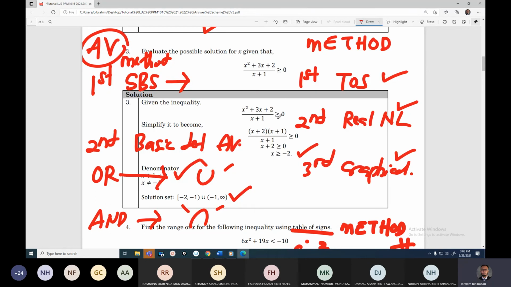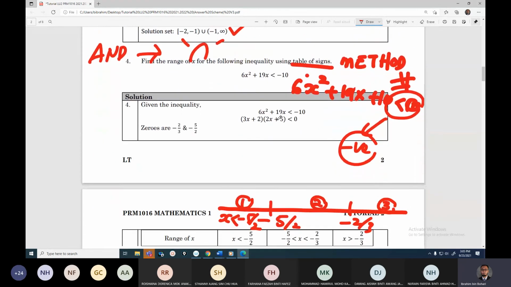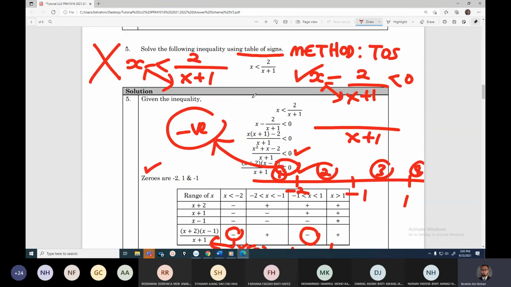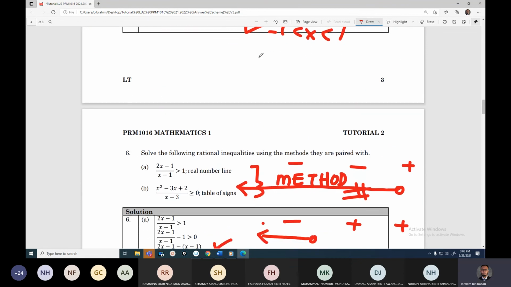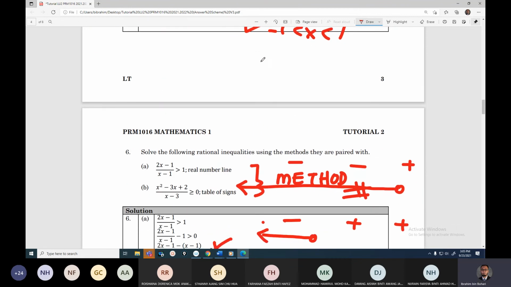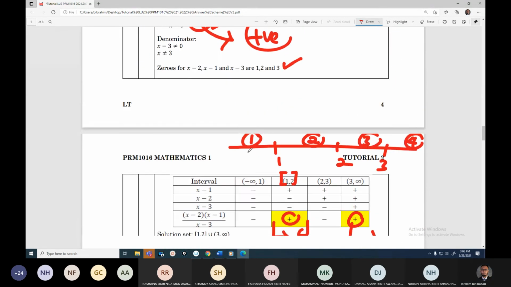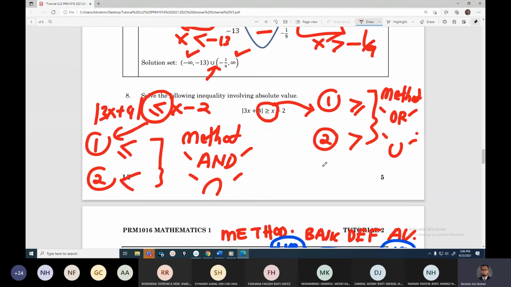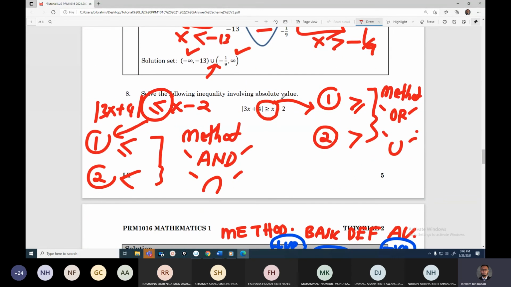Kalau soalan yang tak ditetapkan method, saya tunjukkan balik. Soalan yang tak ditetapkan method, for example, question 4-5, method here table of sign, you ikut saja. Question number 6, number line, table of sign, ini pun kita tetapkan, you follow sahaja. Question number 7, using the graphical method pun sama, you follow sahaja. Dan question number 8 ni, you boleh pilih mana method untuk you pakai.